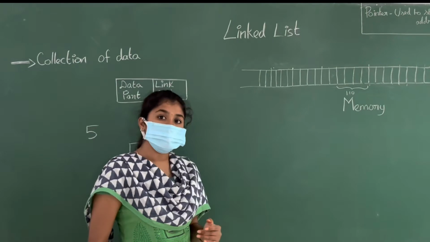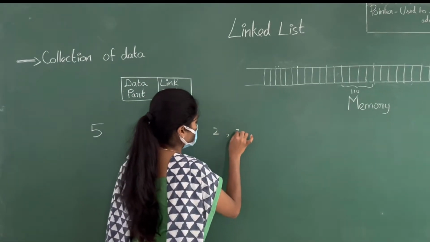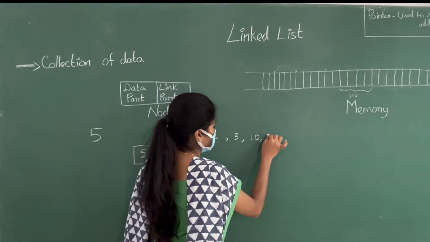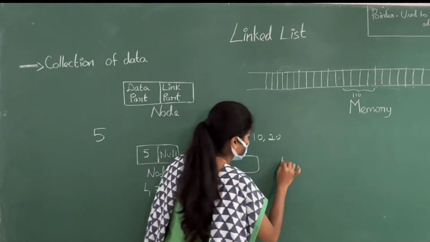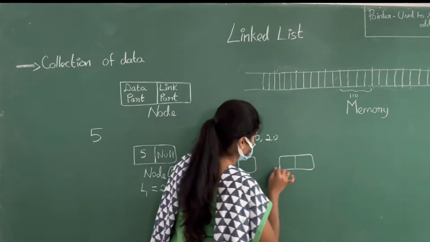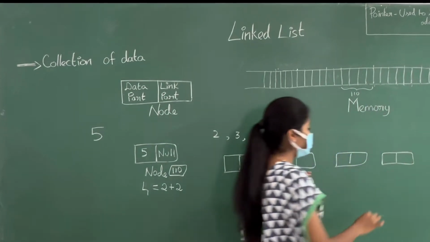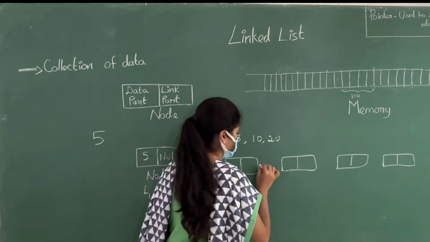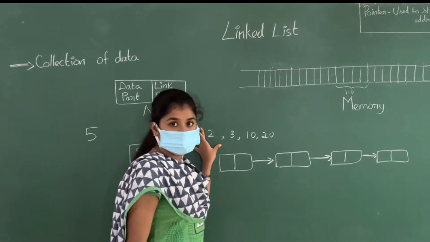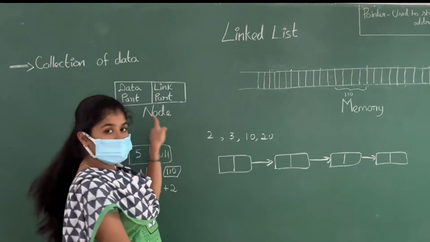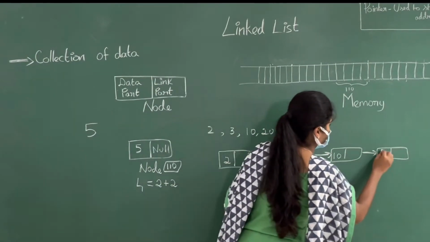Now, let us insert a sequence of elements, for example, 2, 3, 10, 20. For inserting these 4 elements, we have to create 4 nodes. These 4 nodes have to be linearly linked. Now we are going to insert these 4 elements. They should be inserted in the data part of the node. So 2 will be inserted here, then 3, 10, 20.